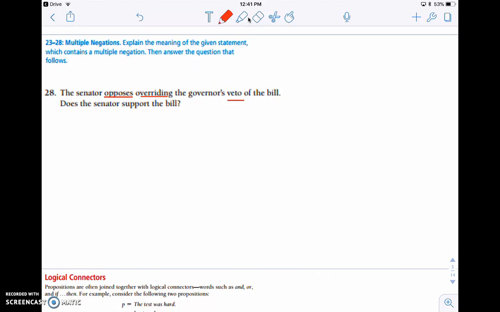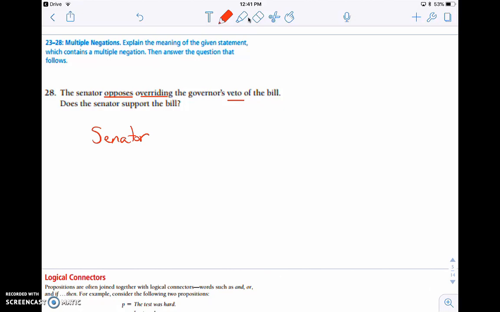Okay, so now hopefully you understand the idea of a veto. That just means that a bill is passed by a body of legislation, and then the governor, in the executive branch, can either accept or reject the bill, and a veto is a rejection of the bill. So we have the senator opposes, so he is not for overriding the governor's veto of the bill. So he doesn't want to override the governor's veto, which in other words means he wants the governor's veto to stay in place.